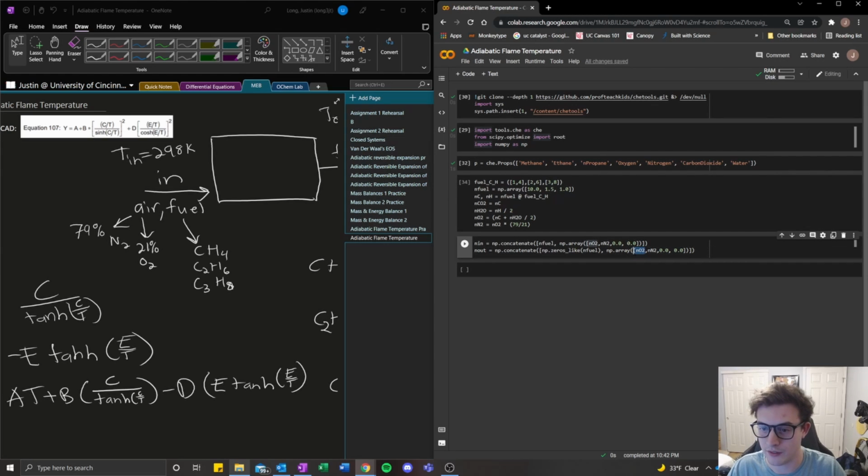So this time we don't have any oxygen in here because there's no oxygen in our products, so that can go in as a 0. We still do have the nitrogen, and then we do have the number of moles of carbon dioxide and water. Got it.